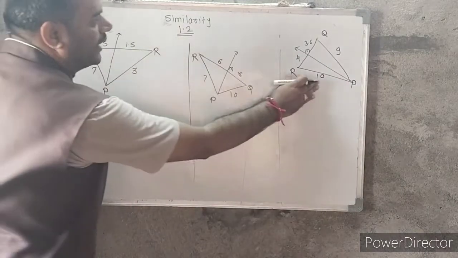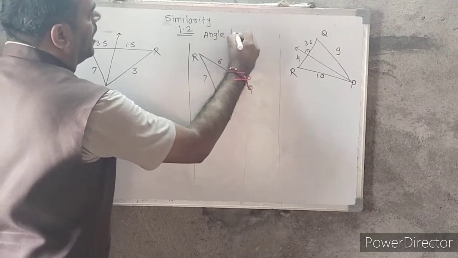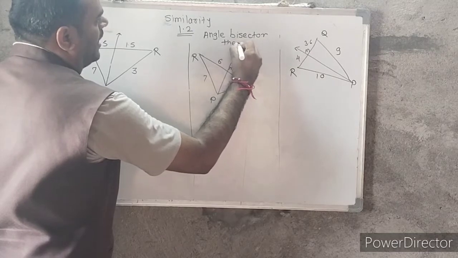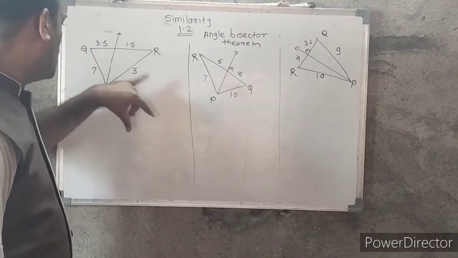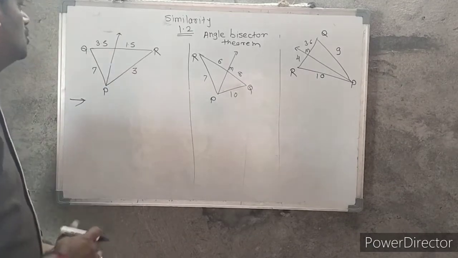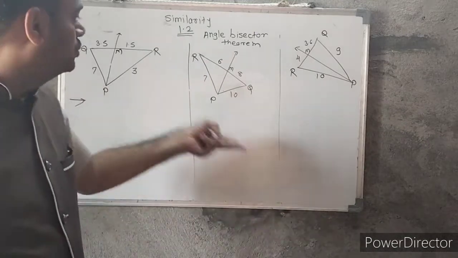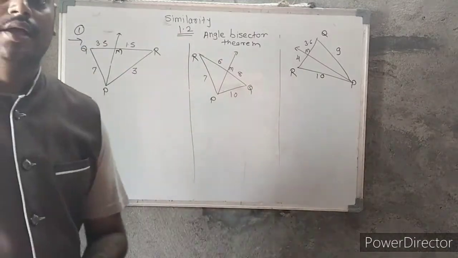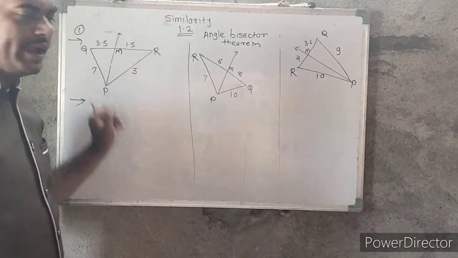Okay, all three of these examples depend on the angle bisector theorem. The angle bisector theorem states that PQ upon PR is equal to, for example, here QM is equal to MR. Now in the first question from 1.2, they are asking to check whether PM is a bisector of angle QPR.